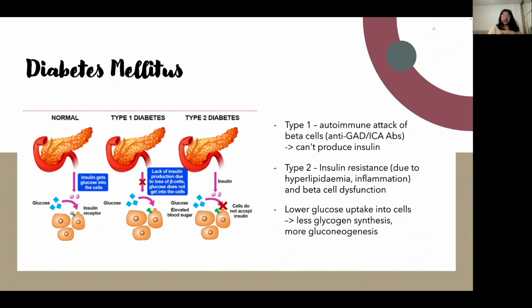So you've got less synthesis of glycogen, so that store of glucose. And you've also got more gluconeogenesis, which is a fancy word for, because the body thinks it doesn't actually have enough glucose in its cells to use for things like respiration, it decides to produce even more glucose. So your liver in particular produces more essentially fresh glucose and releases that into the bloodstream, which makes things even worse.